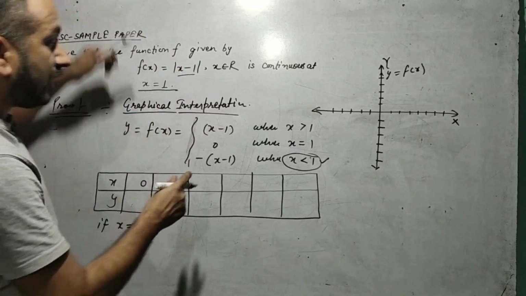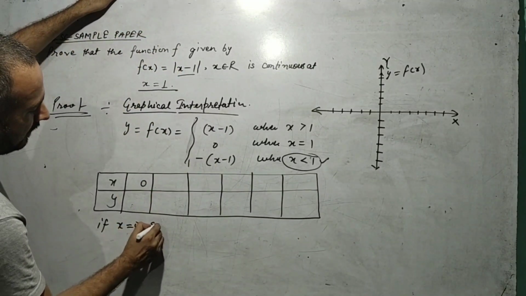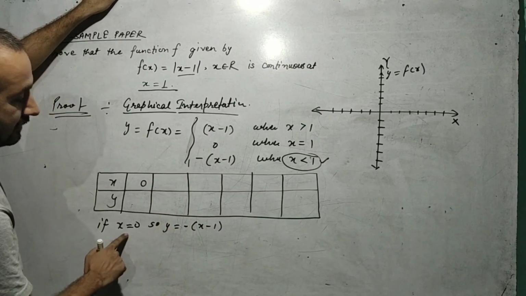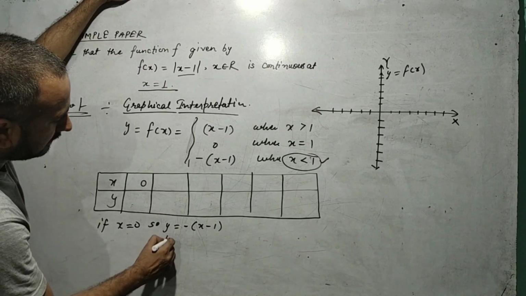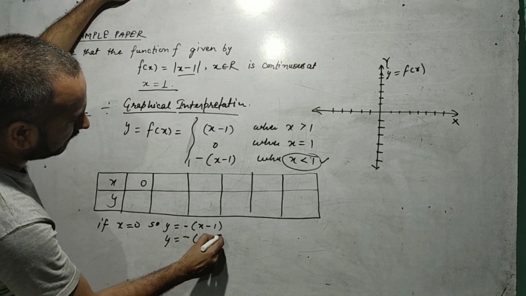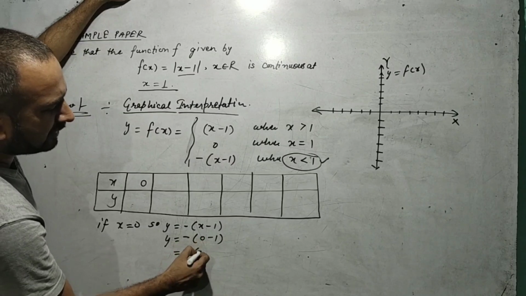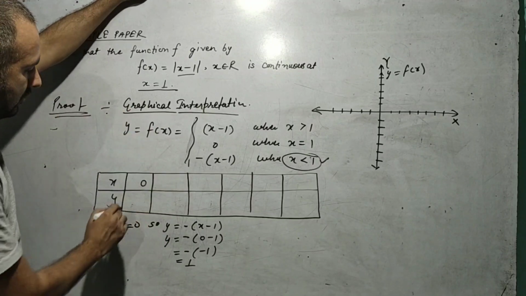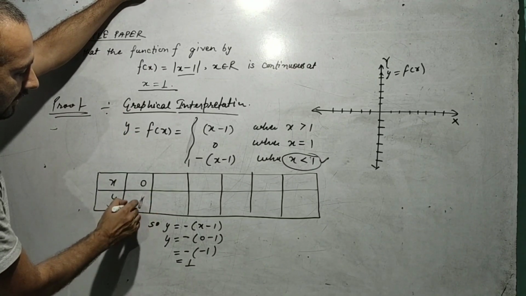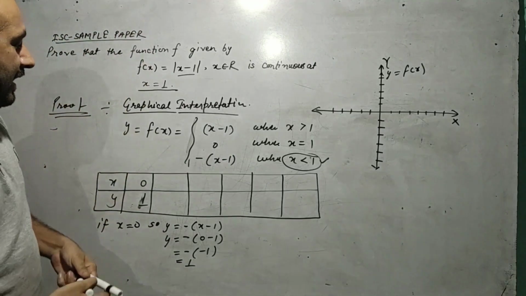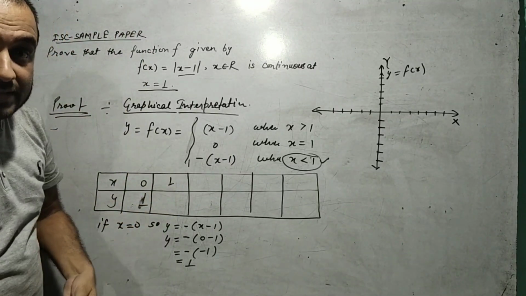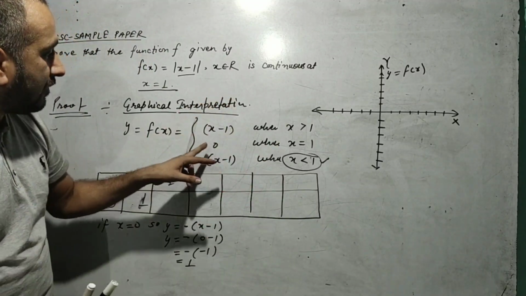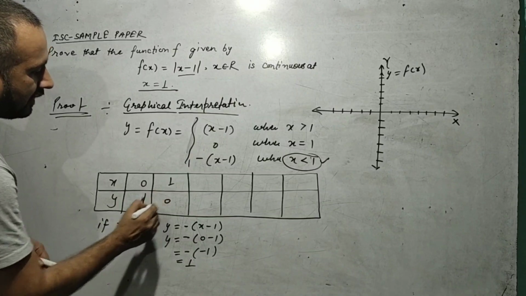So tell me, if I am taking x is 0, what will be the effect on this function? So y is minus of (x minus 1). Here x is 0, so this will give you minus of (0 minus 1). 0 minus 1 is minus 1, so it will give you positive 1. It means at x equal to 0, y is also 1, not 0, okay. And if you are taking x is 1, what is the effect on the function y? y will be 0. Is it clear students?